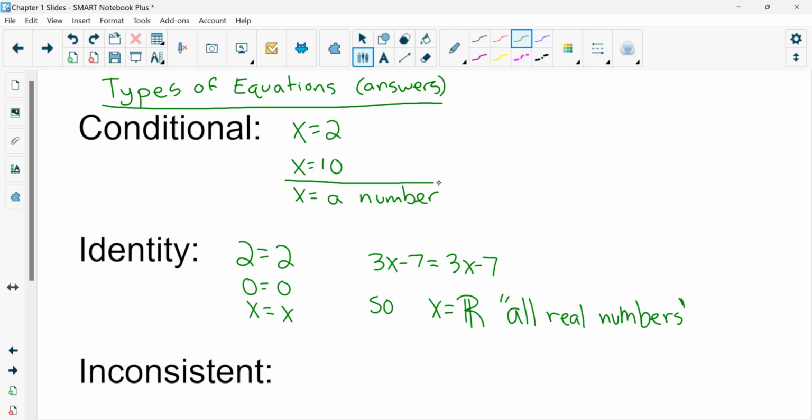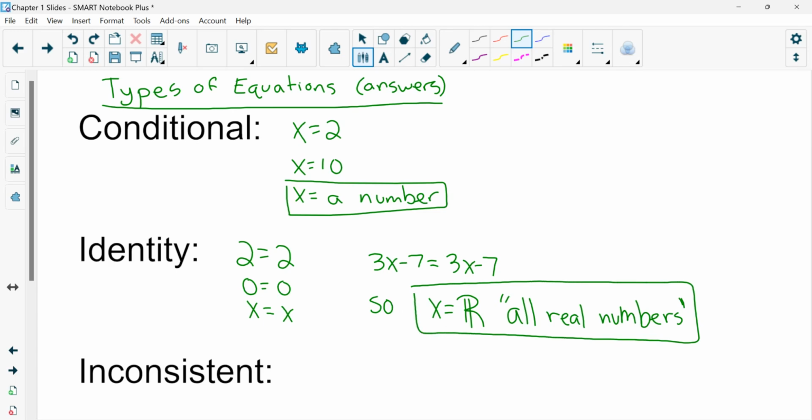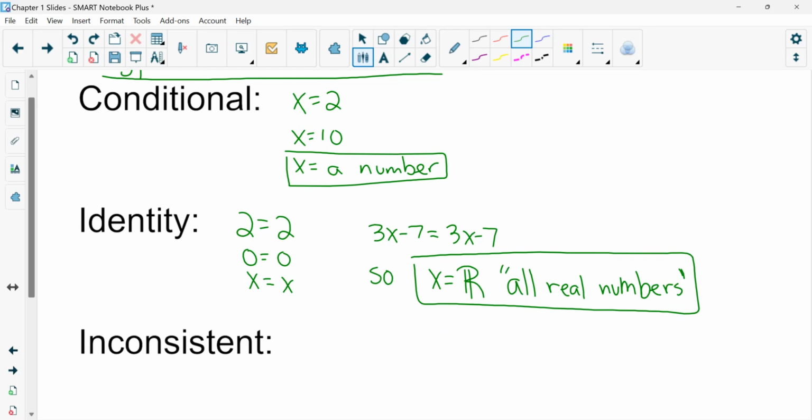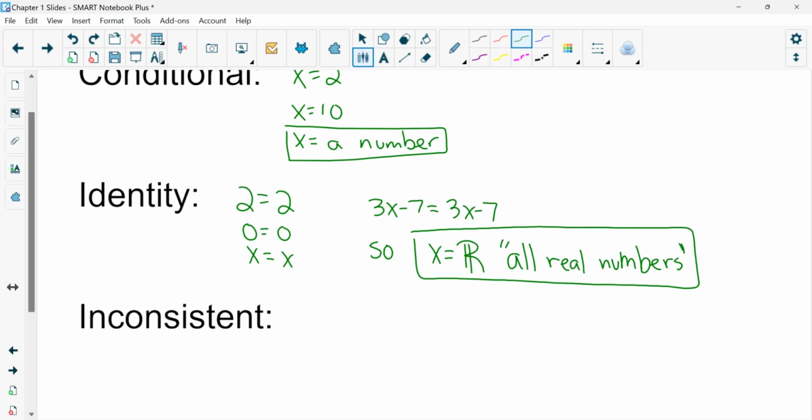So conditional is when you get a number answer. When you get all real numbers, or the left side equals the right side, then it's identity. And then you get inconsistent when you get no solution, essentially. So if you get 2 equals -1, does 2 ever equal -1? No. So that would be no solution.